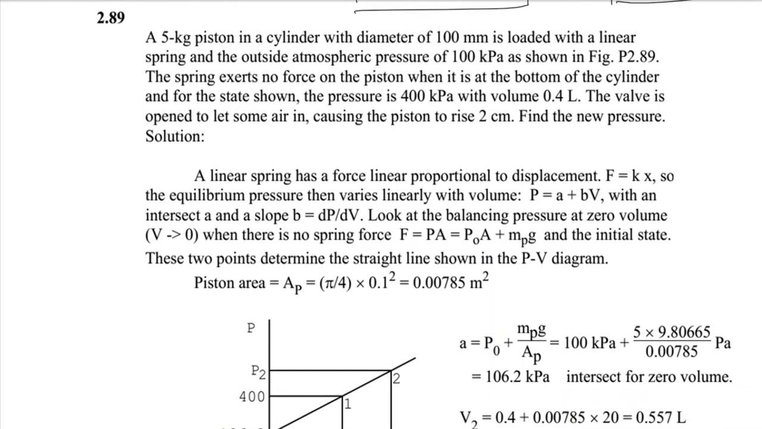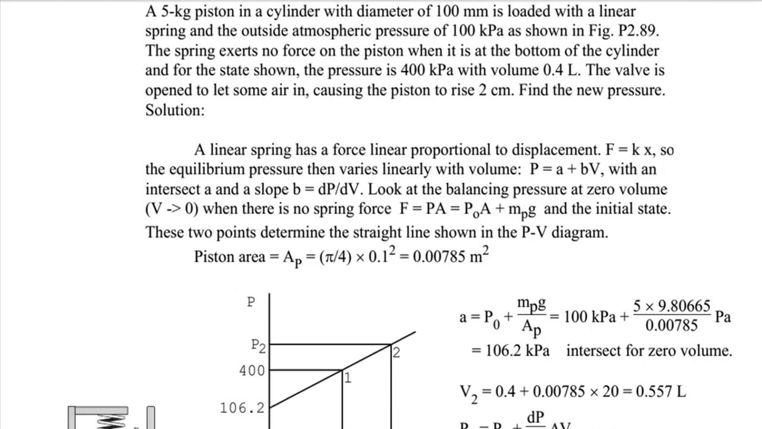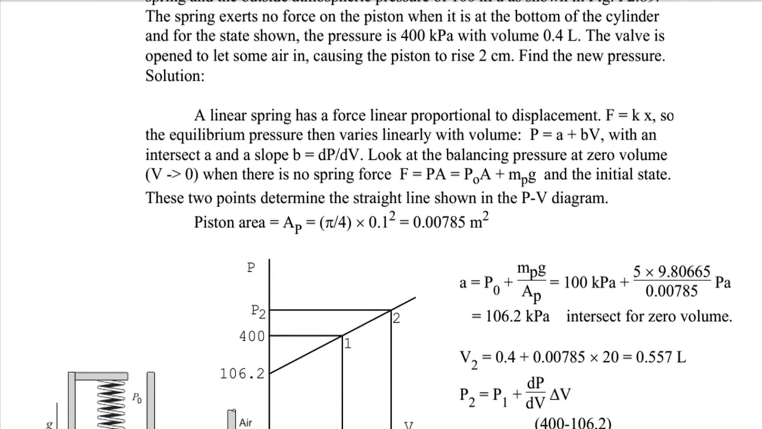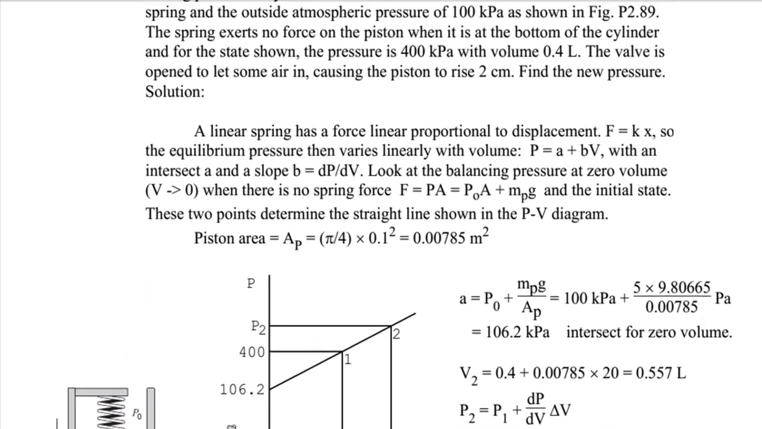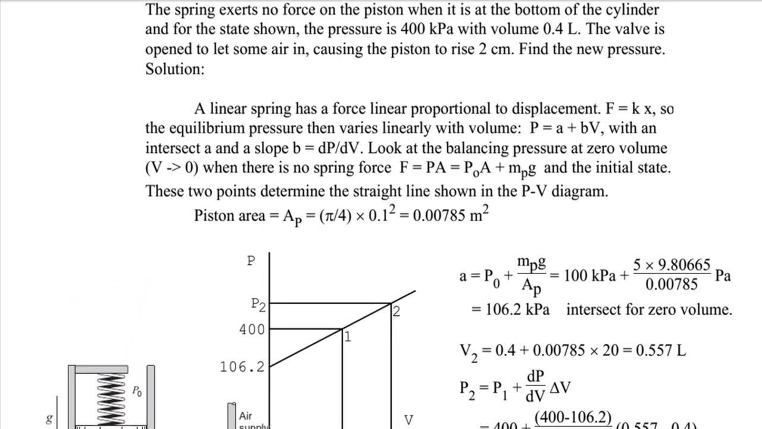Now moving forward to another question. A 5 kg piston in a cylinder with a diameter of 100 mm is loaded with a linear spring and the outside atmospheric pressure of 100 kPa, as shown in this figure. The spring exerts no force when the piston is at the bottom of the cylinder. But for the state shown, the inside pressure is 400 kPa with a volume of 0.4 liter.